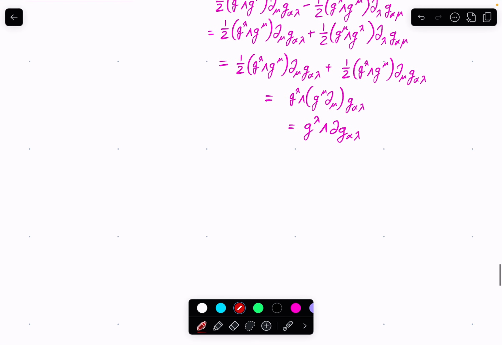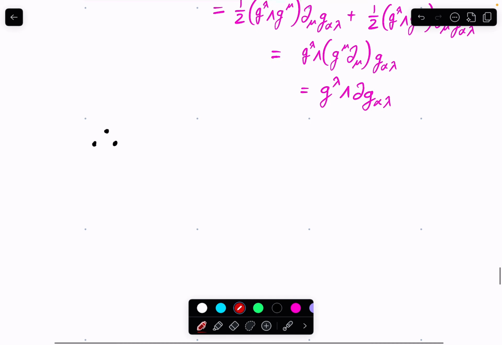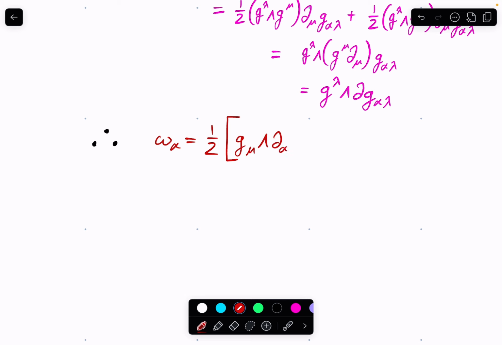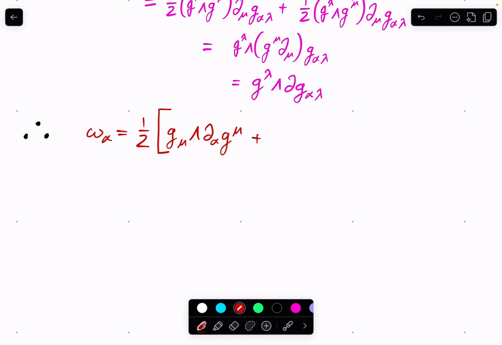So therefore, the final answer is this. Omega alpha, the connection bivector, is defined as 1/2 G mu wedge partial alpha G mu plus G lambda wedge partial G alpha lambda. And this is the result of the video.